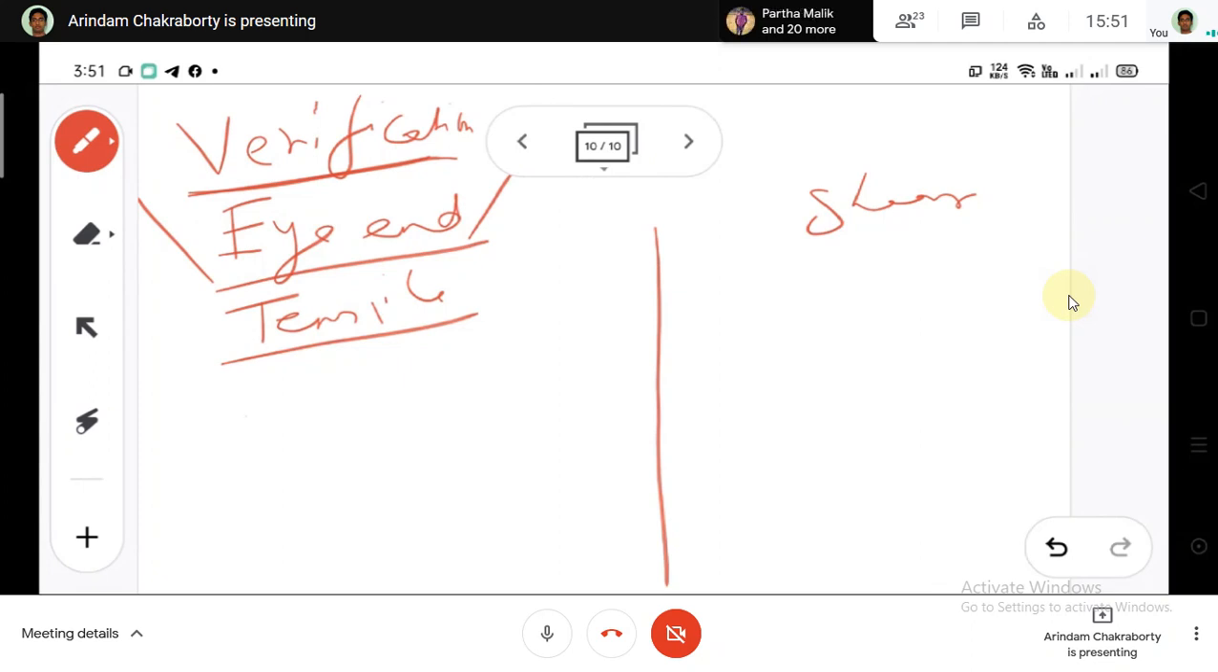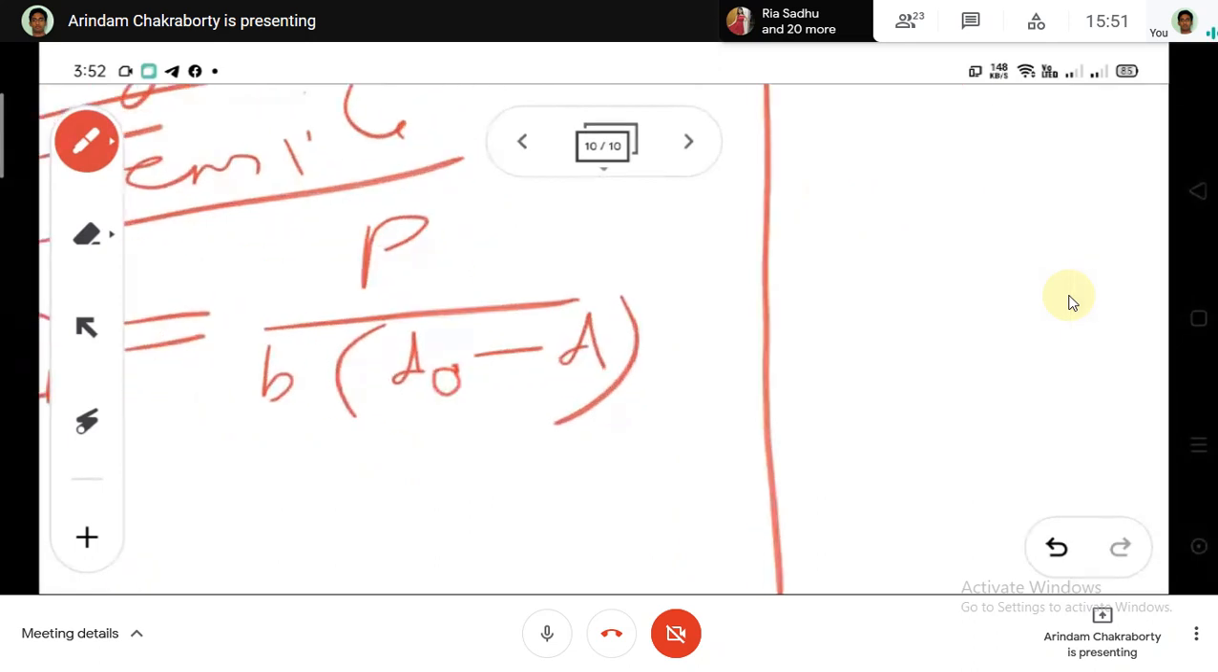In tensile load we know the sigma t. Don't write sigma t, write sigma t dash. It is equal to P by B into (d naught minus d).